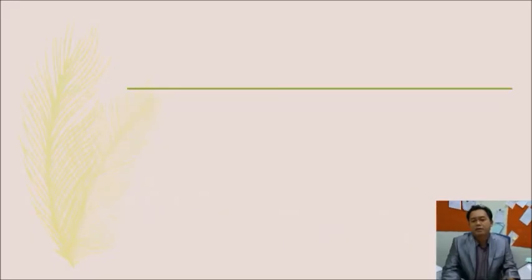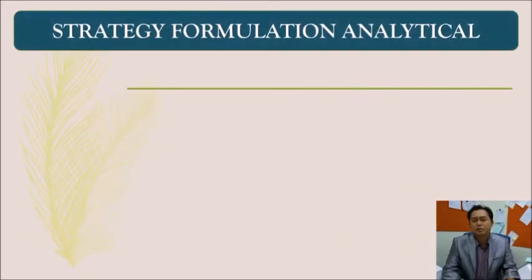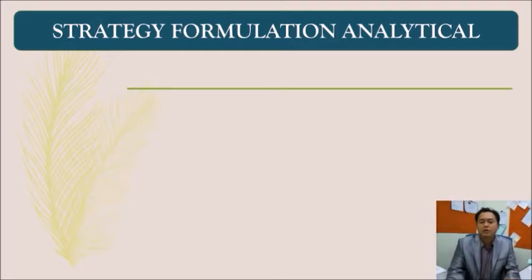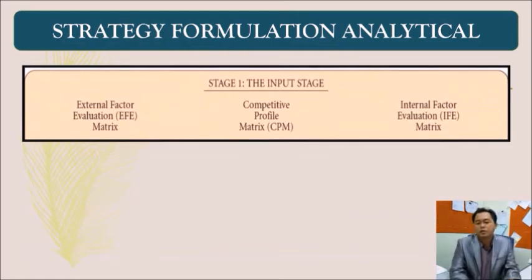Basically, the strategy formulation process consists of three stages. The first stage is the input stage, the second is the matching stage, and the last one is the decision stage. For stage one, the input stage, there are three components. We call it the external factor evaluation or EFE matrix, and then we have the competitive profile matrix or CPM, and the last one is the internal factor evaluation or IFE matrix.